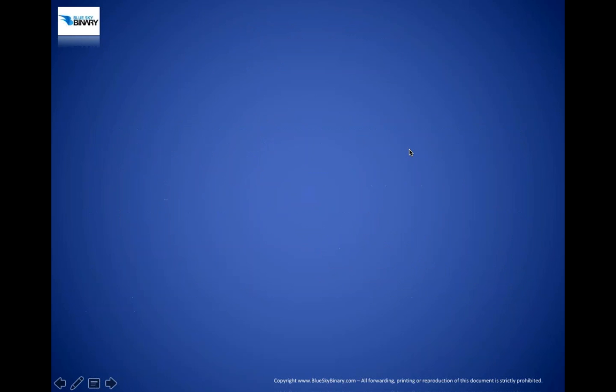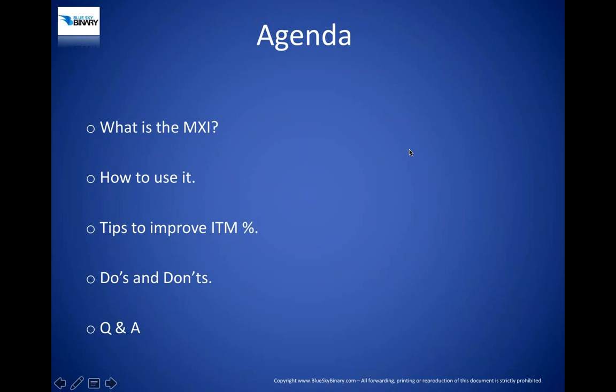All right. So the agenda for today is to discuss what exactly the MXI is, how exactly you as a trader in Blue Sky Binary or a trader that is using the dashboard at a broker can use it to your advantage. Also, we'll give you some tips that can enhance your ITM or win rate with this indicator, and also then some key do's and don'ts.